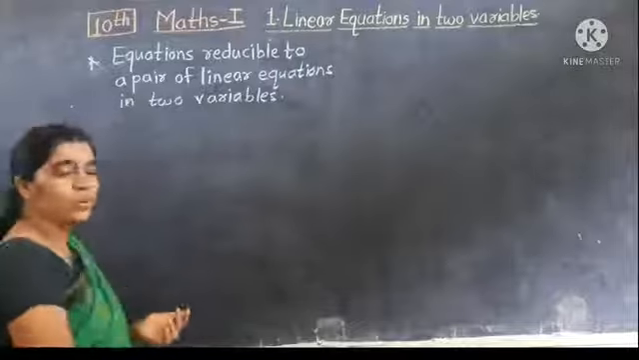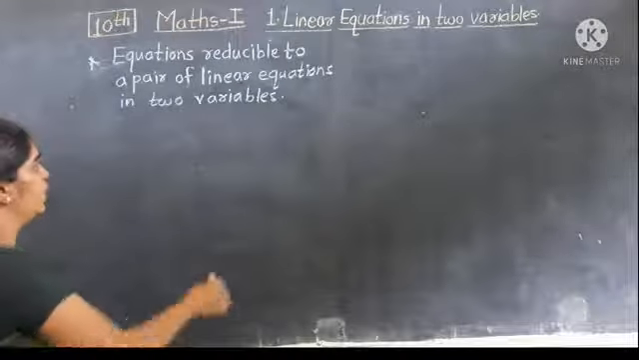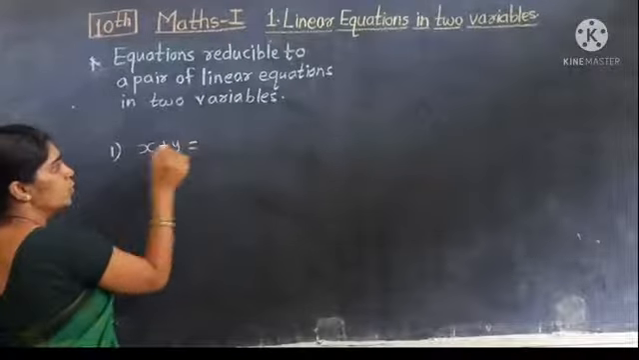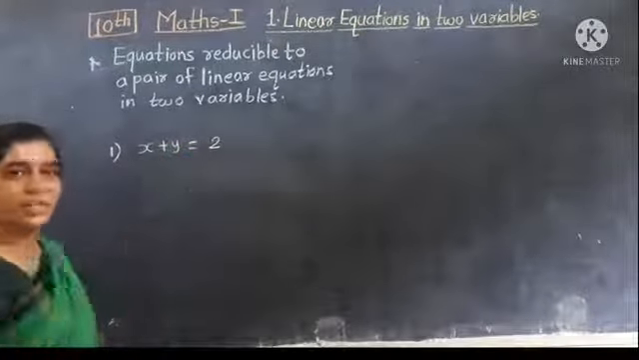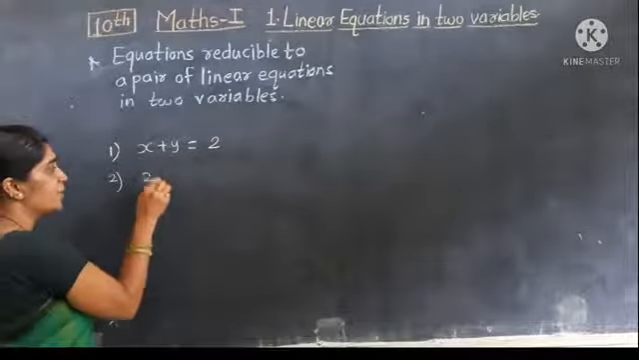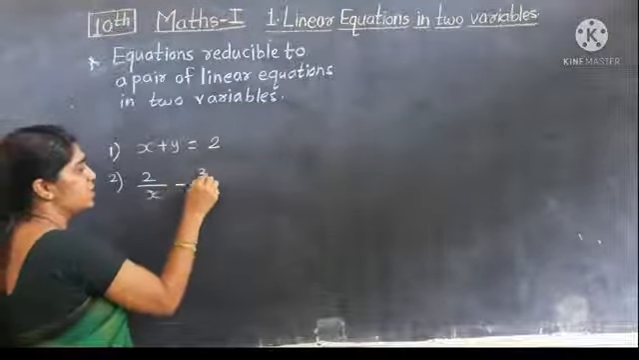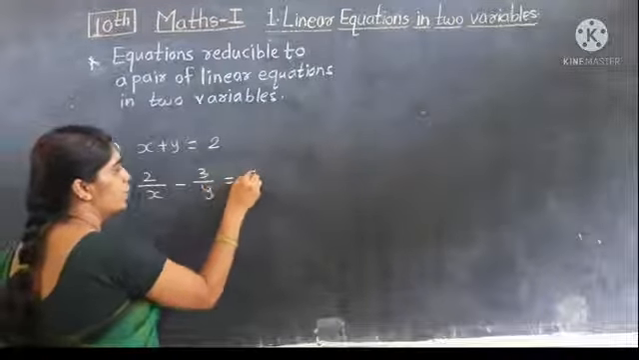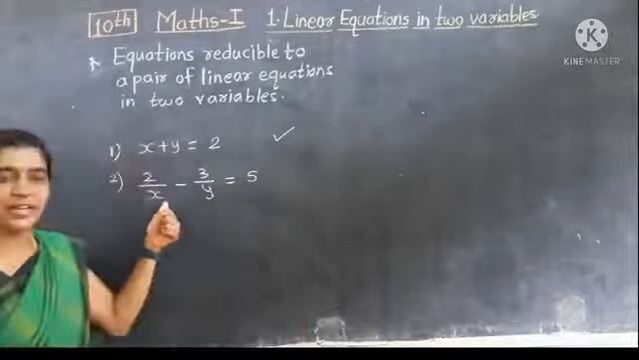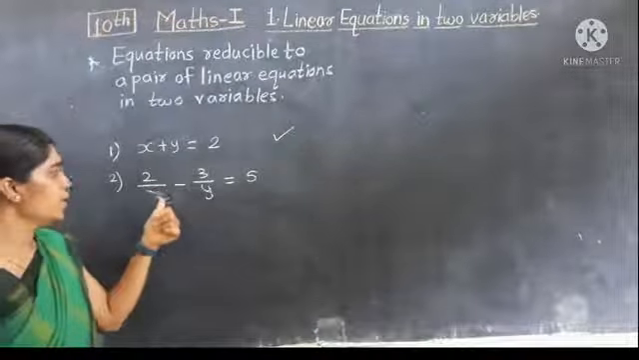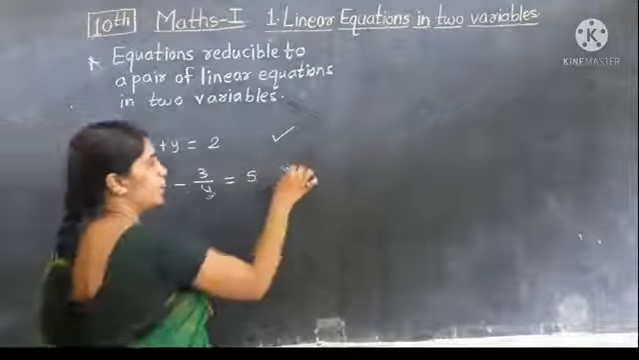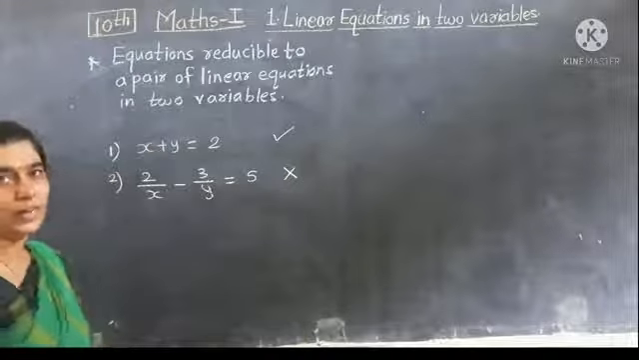See, observe, we know how to find a linear equation in two variables. This is x plus y is equal to 2. It is a linear equation in two variables. But see students, here I write 2 upon x minus 3 upon y is equal to 5. Here variables present are 2, but it is not a linear equation in two variables.